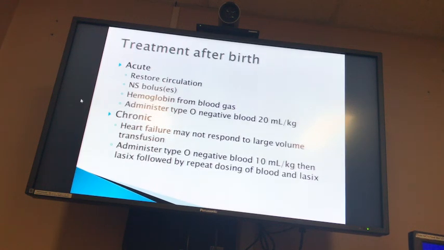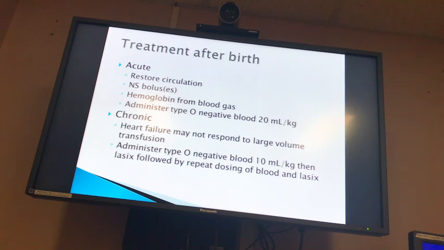So treatment really differs depending on whether it's acute or chronic. You're not going to find a lot of evidence-based medicine about this. This is more opinion. So I'm just going to tell you, the opinion would be, if it's acute, I'd be pushing boluses in. Boluses are going to help at least increase your circulating volume of saline, but that's not going to increase your oxygen carrying capacity. So O negative blood, as soon as you can get access to it, would be good. In the meantime, though, giving crystalloid would be a reasonable option.